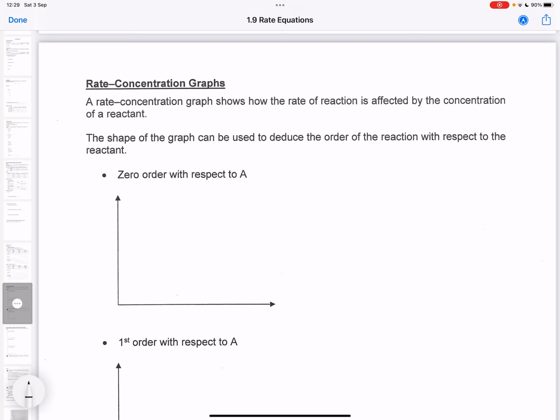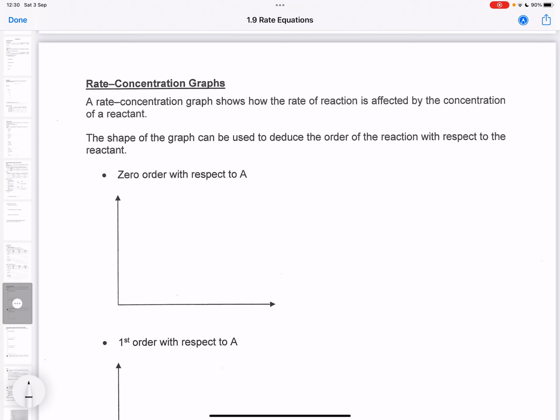In this section, we're going to look at rate concentration graphs. So we've been measuring the effect of concentration on rate using our initial rates method. What if we had a lot of data? How could we use a graph to tell us the order of reaction?